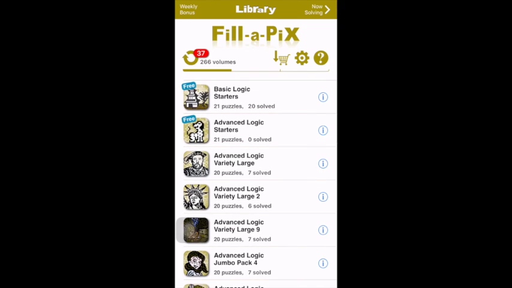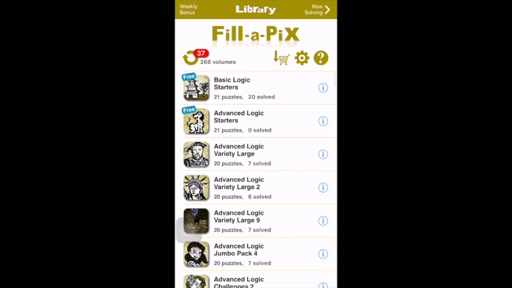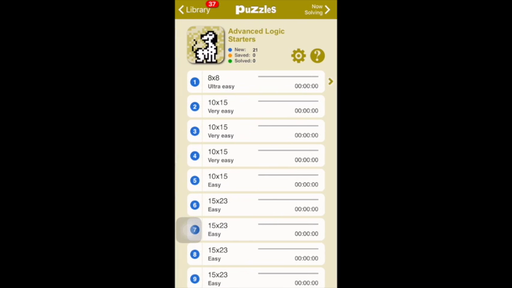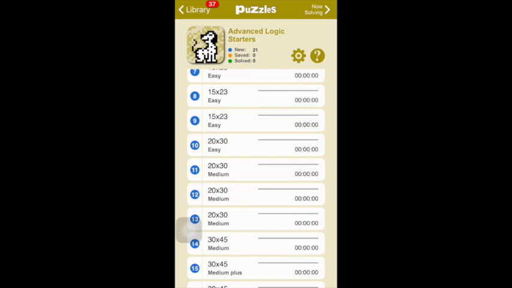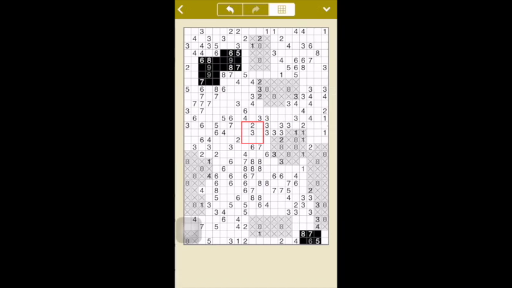So we're going to do an advanced logic starters. This is the set of puzzles that comes free with the app. So it's the second one from the top, and I am going to dive into puzzle number 10, the 20 by 30. It says easy, but just because it says easy, it does not mean it's actually easy to solve. Even the easier ones, sometimes you need a combination of difficult techniques to solve. So okay, let's go to number 10.